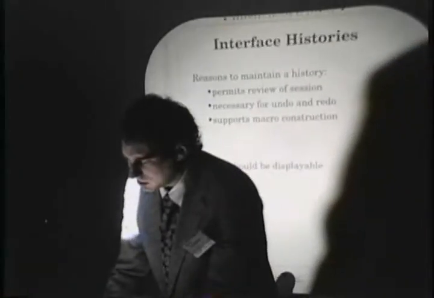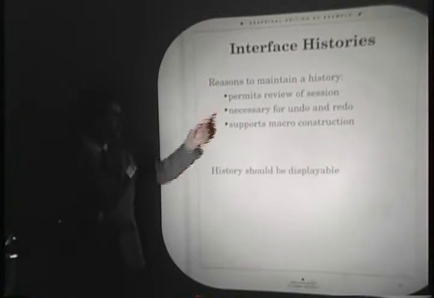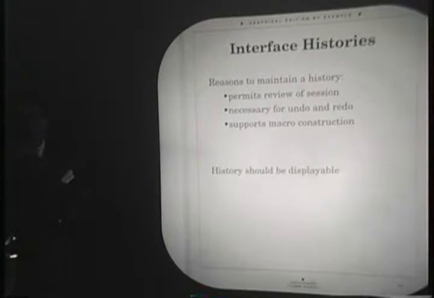We've also built a new history mechanism for graphical user interfaces as part of Chimera. This history mechanism is called editable graphical histories. Histories are important in graphical user interfaces and, in fact, all user interfaces for a number of reasons. Histories allow the user to scroll through the operations they had performed in a session and review what they had done. Histories are necessary for undo and redo. And histories can also support macro construction in a number of different ways. I'll be talking to you about macro construction later in this talk.